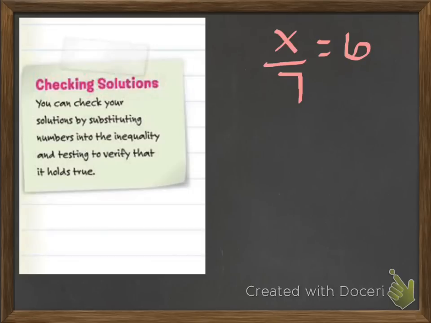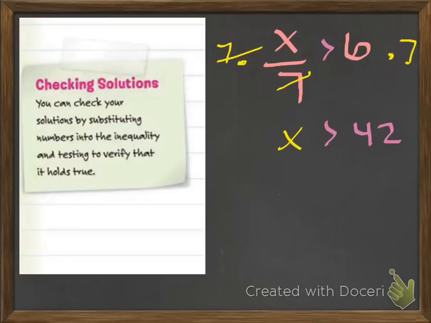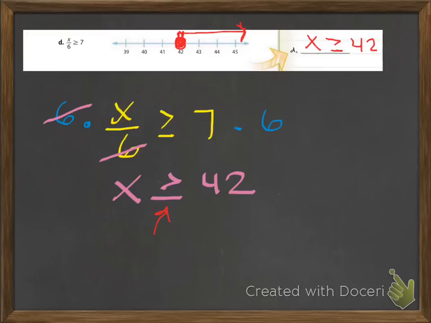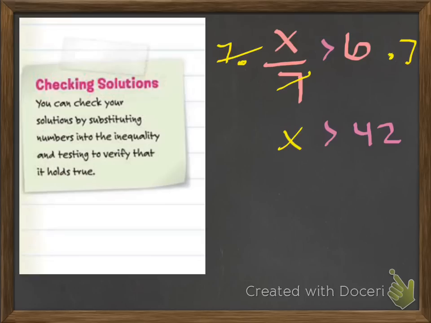All right, it says you can check your solutions by substituting numbers into the inequality and testing to verify that it holds true. So for this example, let's go ahead and quickly solve it. We multiply by 7. I believe that's the one we just did. And we're left with x equals 42. I'm sorry, whoops. There we go. Oh, I messed that up. Okay, here we go. Greater than. So let's say that x is greater than 42 for this particular example. Let me just make sure it matches up with that one. Greater than or equal to.